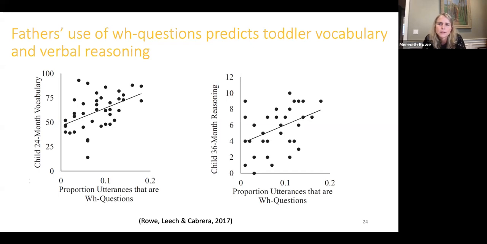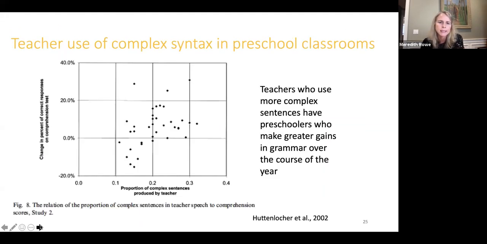But this was the type of feature of those interactions in general that predicted the children's 24-month vocabulary and also their 36-month verbal reasoning. Whereas if we just looked at how many utterances the fathers produced, there was no effect there. So that's one example with 2-year-olds.